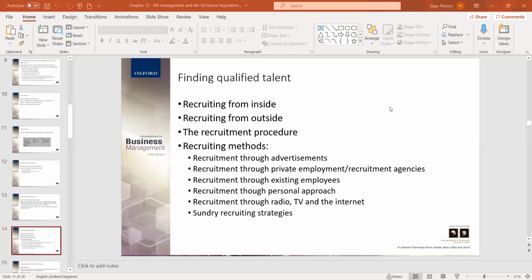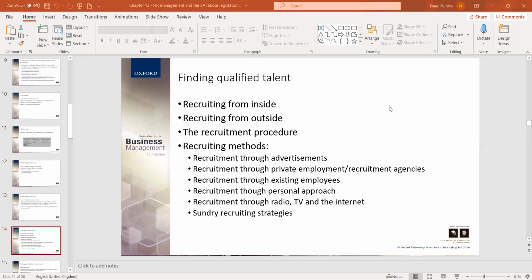We move our discussion to look at recruiting methods. The human resource manager employs different recruitment methods, and some of them include recruitment through advertisements. This is the most common form, and it is of high cost. Through newspapers, journals and bulletins, most companies tend to advertise their vacancies.